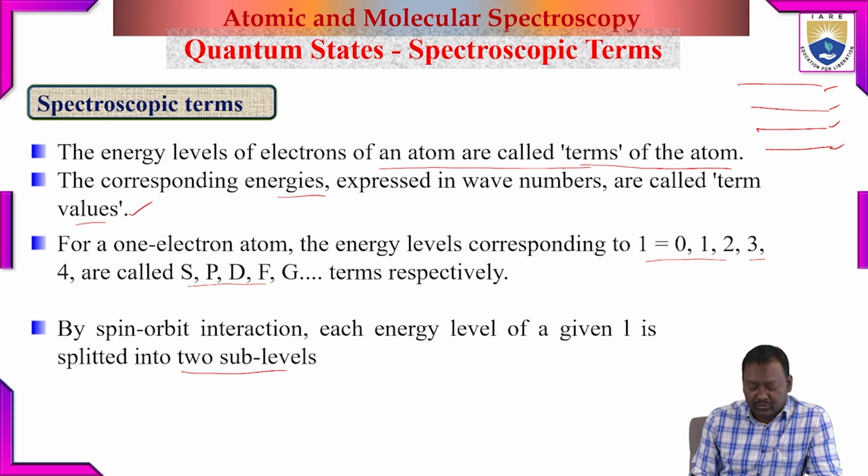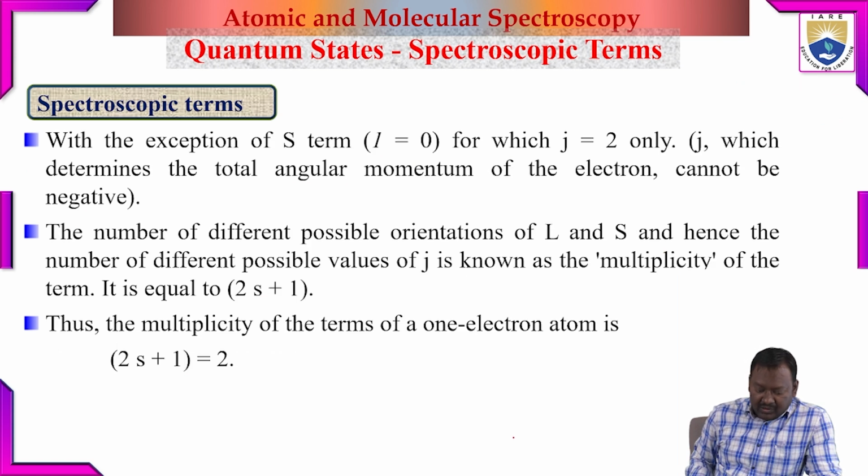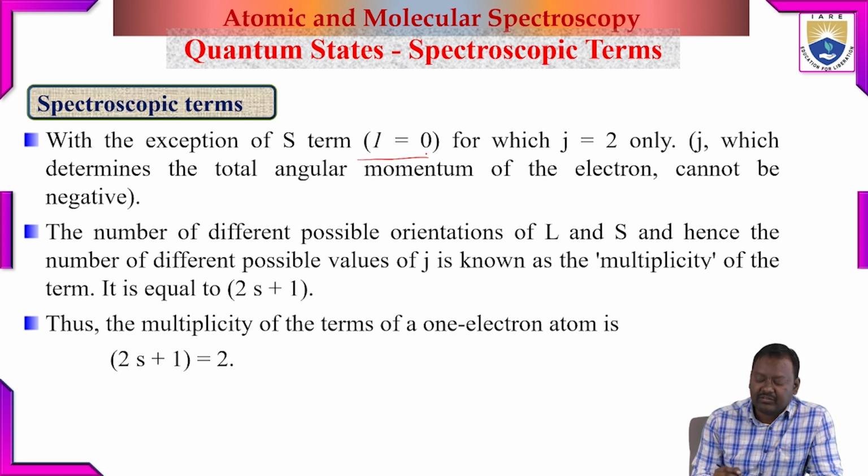So each L level is split into two sublevels, with the exception of the S term, because for S, L equal to 0, so J is equal to 1/2 only. Because in general, J equals L plus S or L minus S.